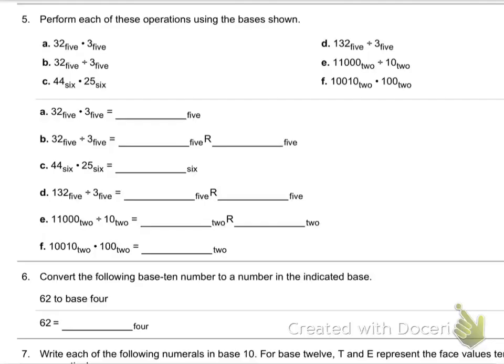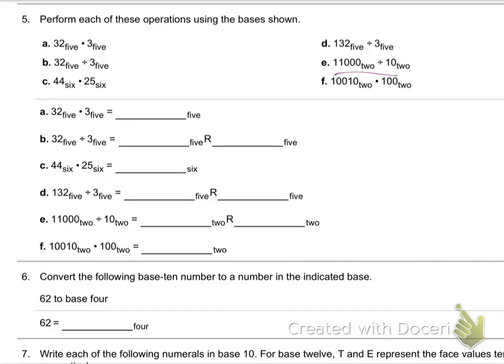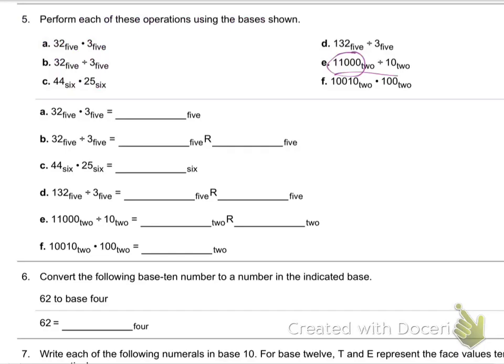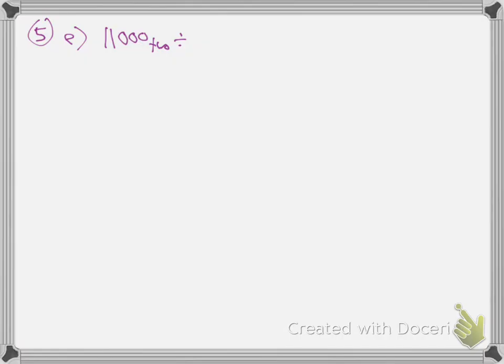Okay, so now we're on to E, long division again. So 5E, was it, two ones, three zeros, base 2, divided by 1, 0, base 2. Okay. So let's do long division. 1, 0. I'm going over here a little bit.